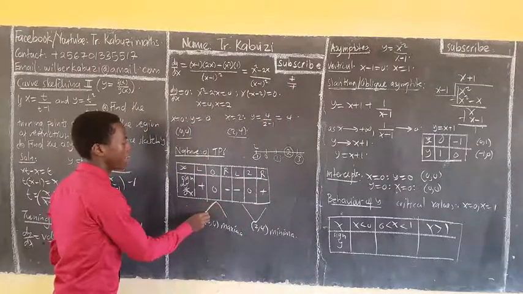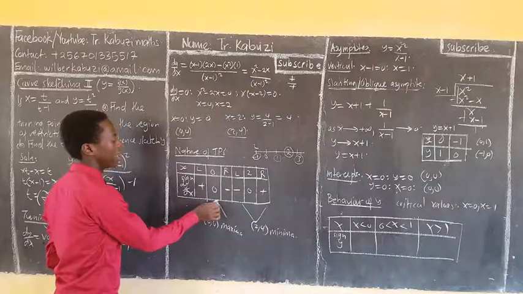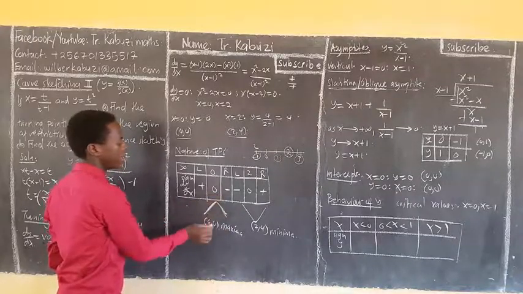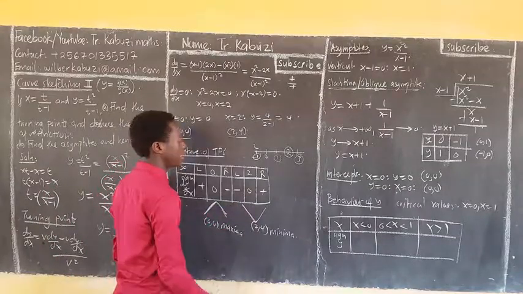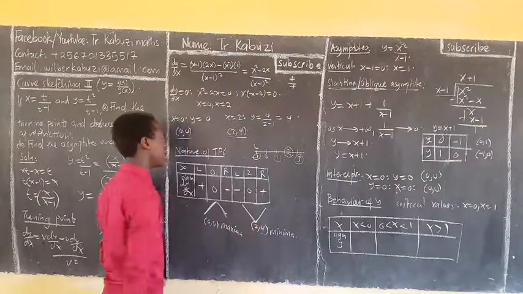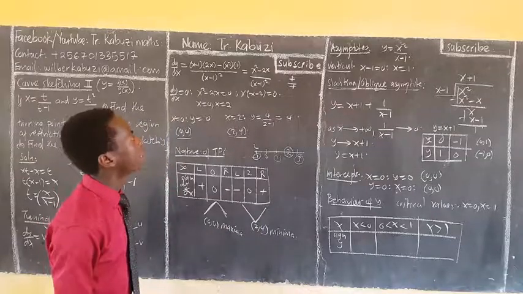Now up here, this one is increasing, then it's decreasing, so it will generate a maximum. Then this one, first it decreases, then it increases, so it will generate a minimum.